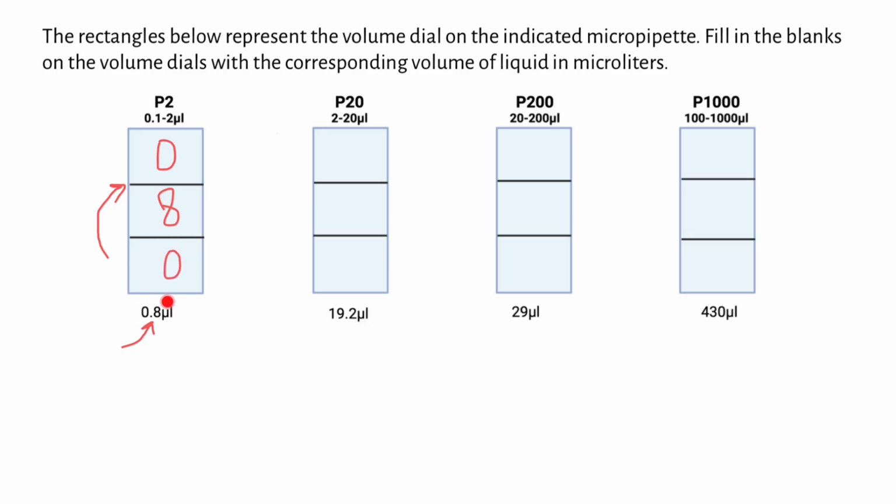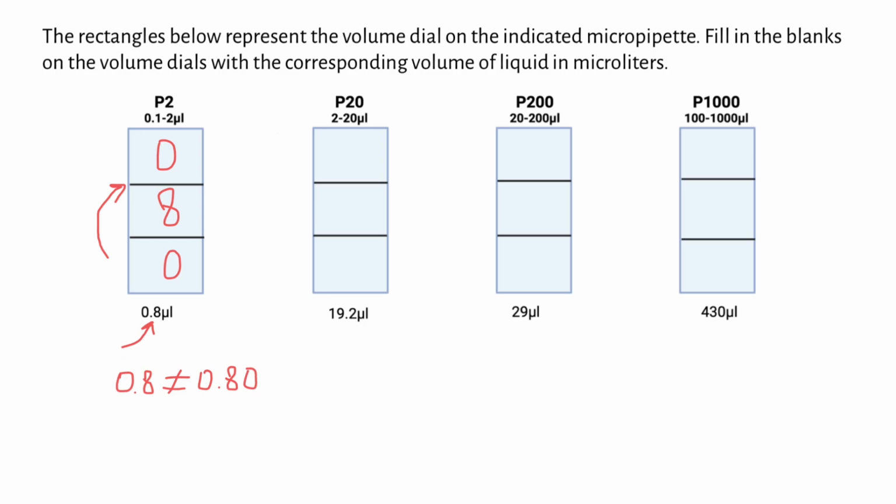Why is this trailing 0 necessary here? Why can we not just put 0, 0, 8? In science, a measurement of 0.8 microliters is not the same as 0.80 microliters, which, as you probably are used to in mathematics, is the same number.